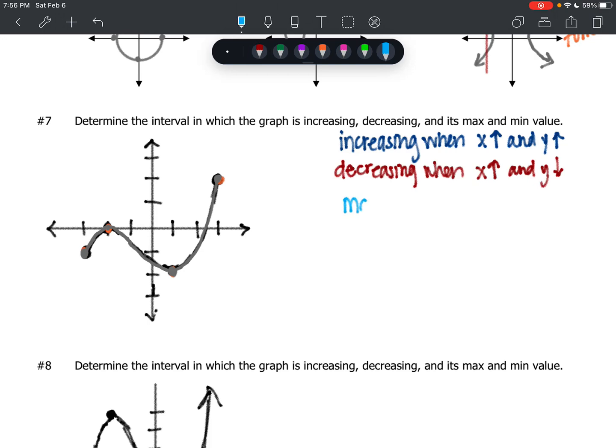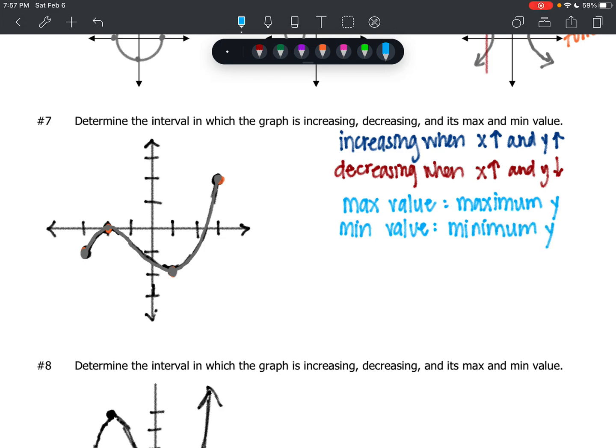And then a max value is the maximum y value. And a min value is going to be the minimum y value, the smallest y value on the graph. The biggest y value on the graph and the smallest y value on the graph.